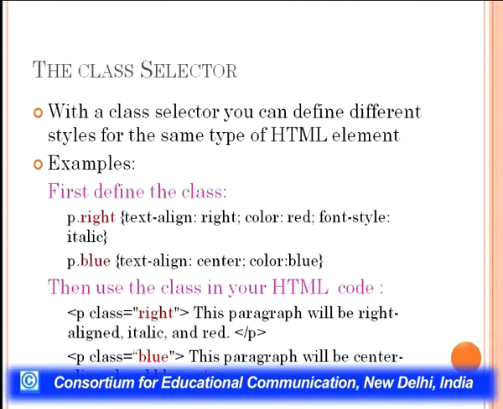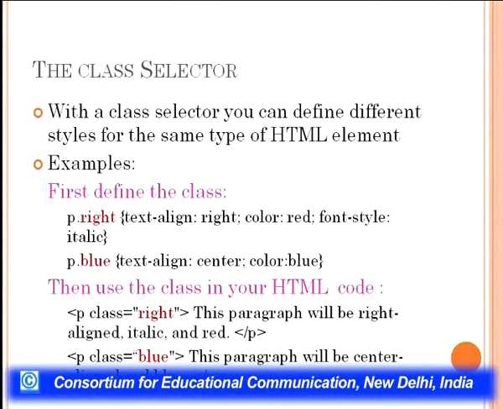So when you use this class in your HTML, you simply write p class is equal to right, then this text will automatically get right aligned, italics and red. And when you write p class is equal to blue, then it will become center aligned and blue. So basically, instead of defining a different style individually for the tag, you may define the class for a style.